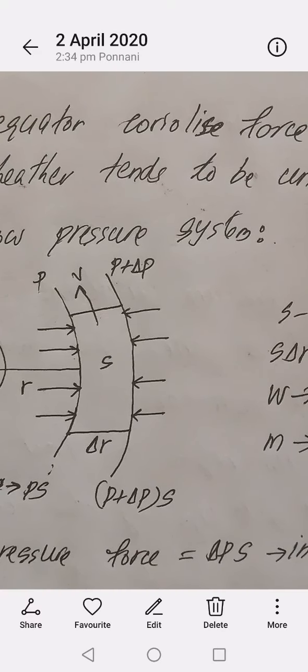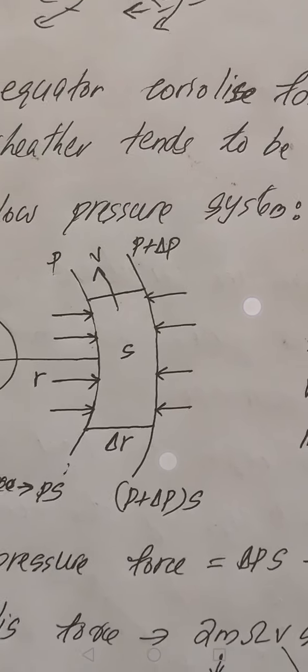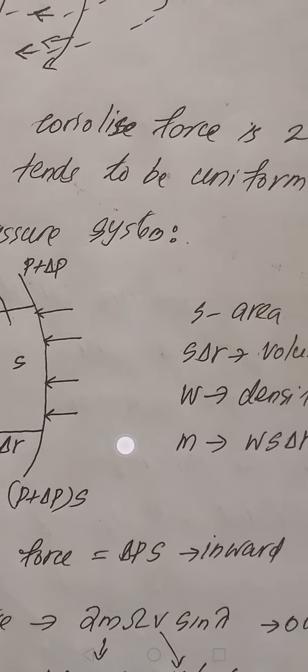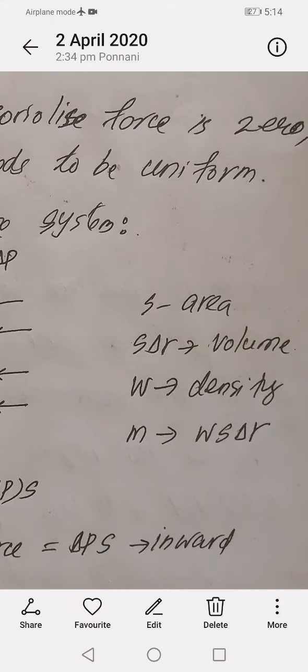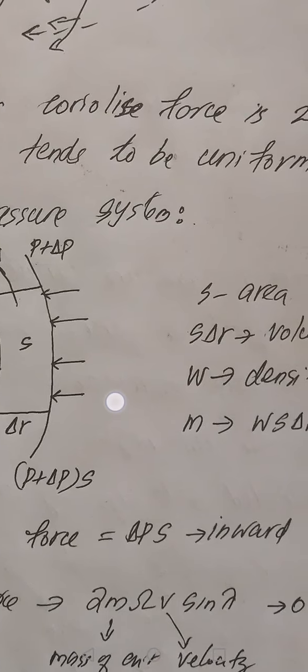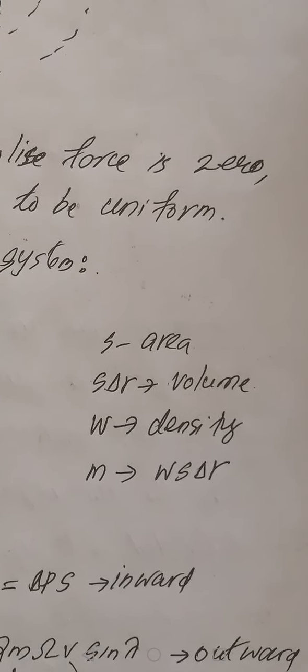This is the surface, and this is the direction of velocity, and delta r is the length element. So S into delta r will be the volume, where S is area. Now we take W as the density of air.